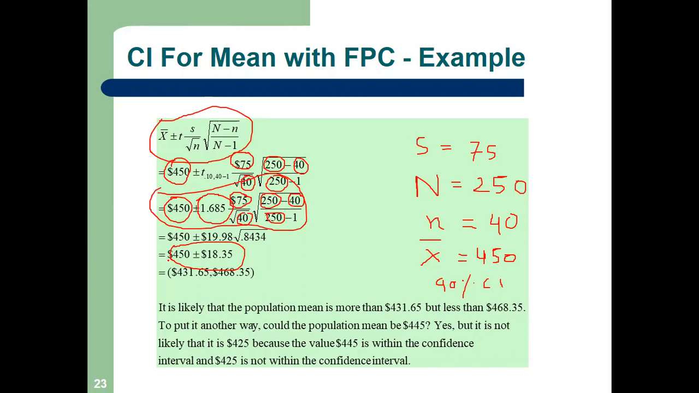So what is our upper limit? 450 plus 18.35, that is 468.35, and lower limit 450 minus 18.35, that is 431.65. Clear? So this is our CI. Any query, please ask. I will stop for 2-3 minutes. Yes, Tejasvita, any question? No, sir, understood.